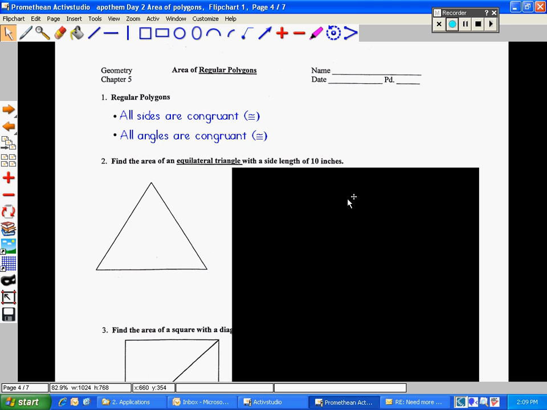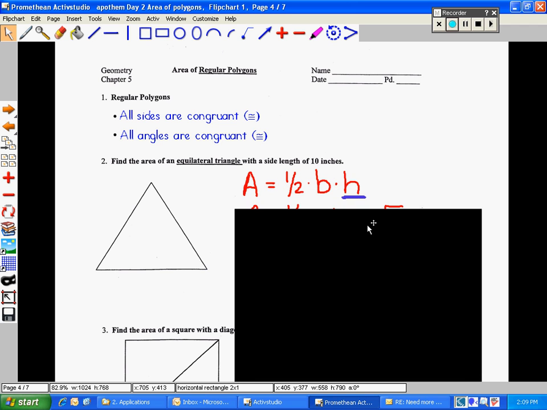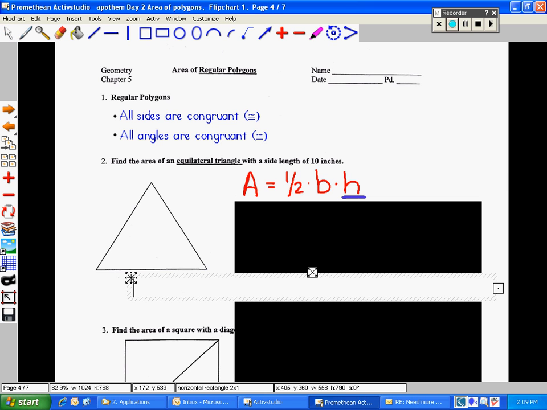So in this lesson we're going to find the area of an equilateral triangle with side lengths of 10 inches. Equilateral meaning all the sides are the same. We know the formula for area of a triangle. It's 1/2 base times height. Since all the sides of a triangle are equal, we know the base of this triangle is 10.